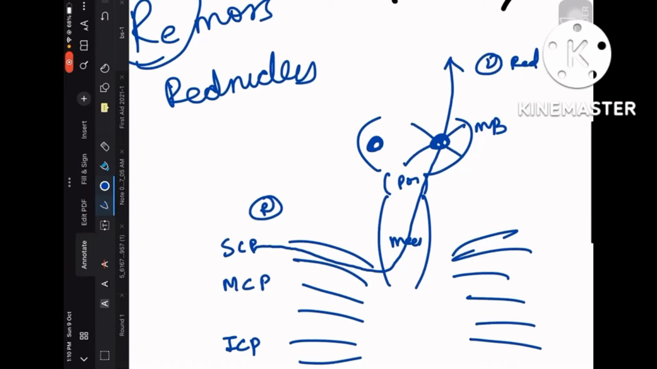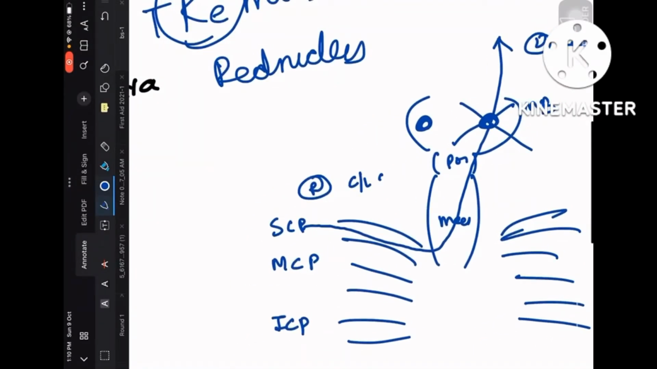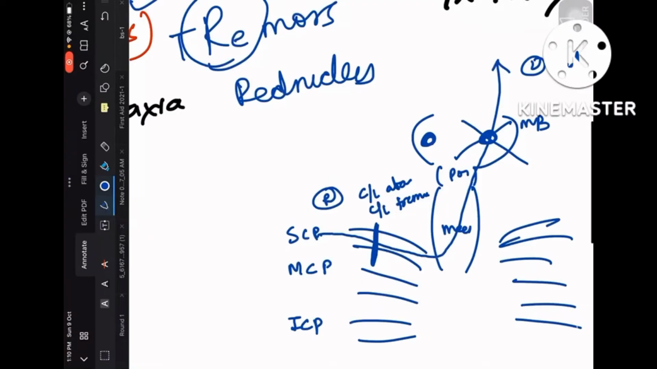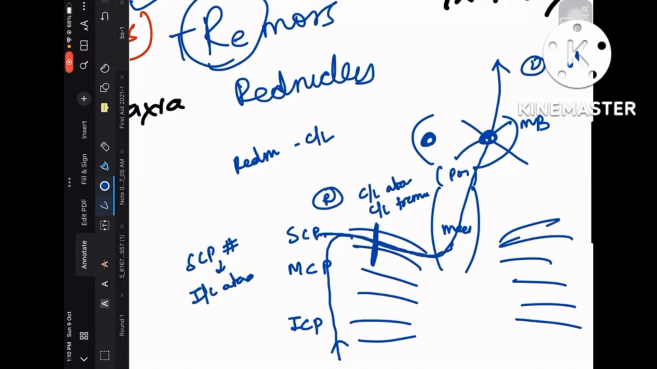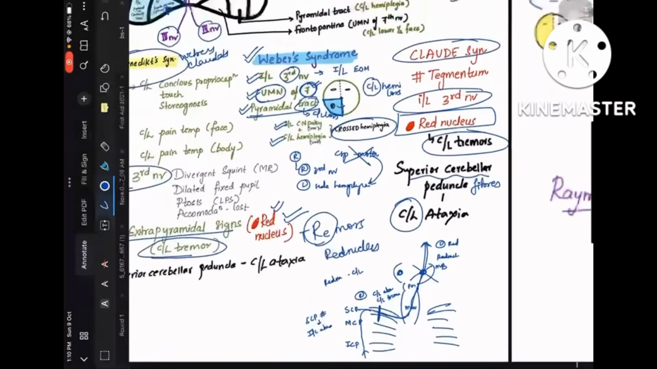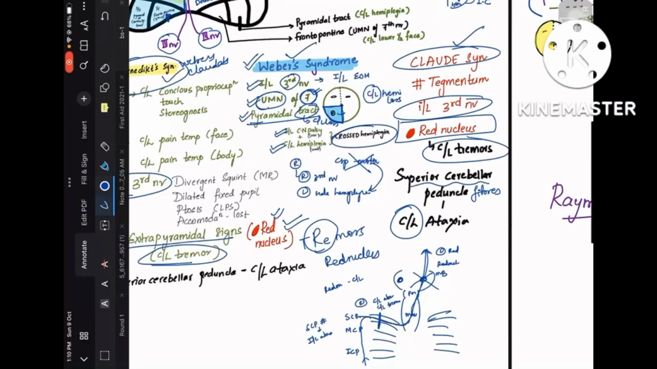So whenever this red nucleus damage is seen, we see contralateral ataxia or contralateral tremors. But when only the superior cerebellar peduncle is directly involved, then that causes ipsilateral signs, because the fibers are coming from this side only. So whenever superior cerebellar peduncular lesions are seen, that leads to ipsilateral ataxia and all. But whenever the red nucleus is involved, that leads to contralateral ataxia, because few fibers from the superior cerebellar peduncle cross to the red nucleus. So that's why contralateral here, because of the superior cerebellar peduncle fibers. That explains Claude syndrome, Weber's syndrome, and Benedict syndrome.